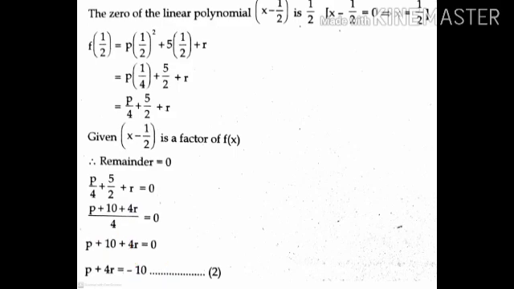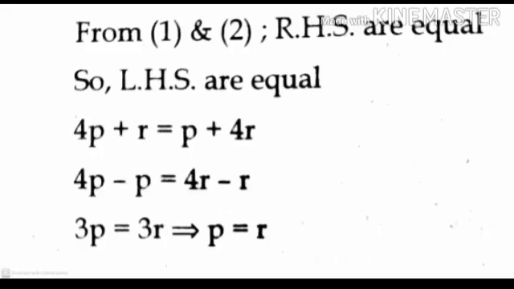It is equation 2. From 1 and 2, the RHS are equal. So 4p + r = p + 4r. That implies 4p, the +p moves to the left side and becomes -p, is equal to 4r, the +r moves to the right side and becomes -r. Next step, 4p - p = 3p, and 4r - r = 3r. That implies, cancelling 3 on both sides, we get p = r.